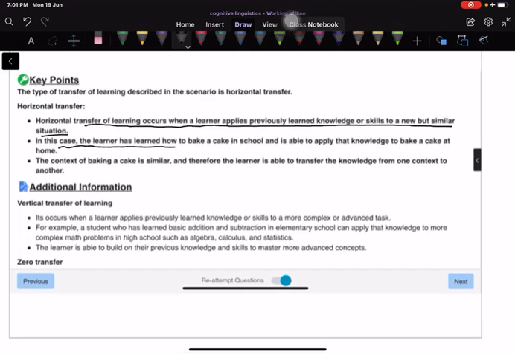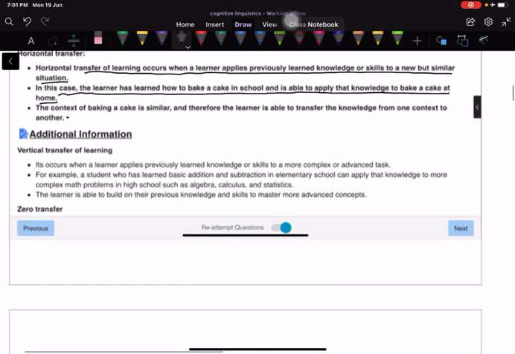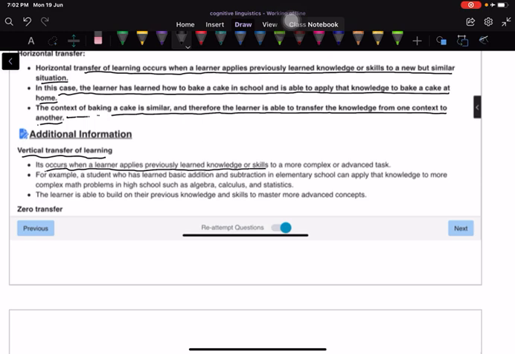In this case, the learner has learned how to bake cake in school and is able to apply that knowledge to bake cake at home. The context of baking a cake is similar, and therefore the learner is able to transfer the knowledge from one context to another. Vertical transfer of learning occurs when a learner applies previously learned knowledge or skills to a more complex or advanced task. That's the vertical transfer of learning.